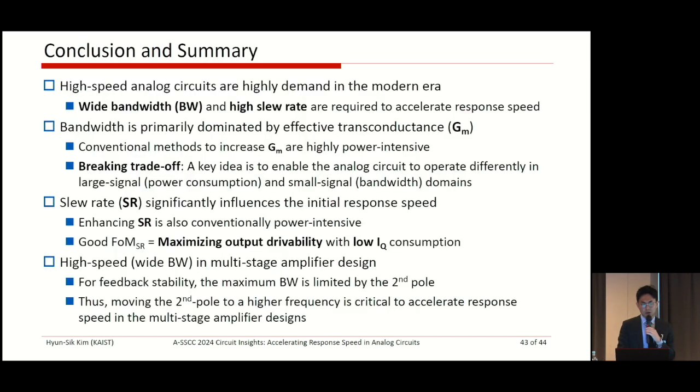Okay, this concludes my talk. We have discussed the basics of the speed of analog circuits, and we also investigated the trade-off between power and speed, the bandwidth and the slew rate, which are highly constrained by power consumption. We have also discussed high-speed design in multi-stage amplifier design. Thank you for your attention.